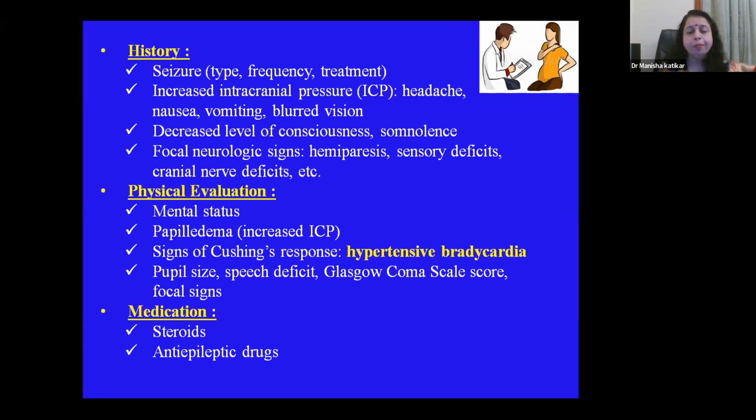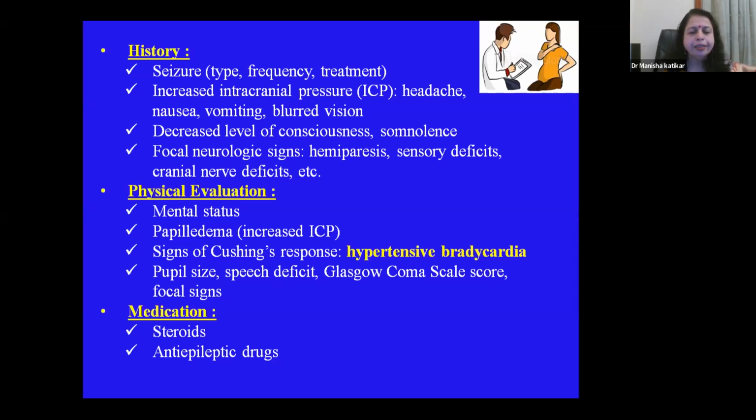Whether there is papilloedema or not can be seen. It indicates raised ICP. If there is hypertension with bradycardia, it indicates raised ICP as it is a sign of Cushing's response. One must see the pupillary size, any speech deficit, gait deficit, Glasgow Coma Scale score, and any focal neurological signs. In the drug history, one must ask about the history of steroids, since how long the patient has been on steroids. Usually, if it is elective surgery for a brain tumor excision, then the steroids are usually started after hospitalization.